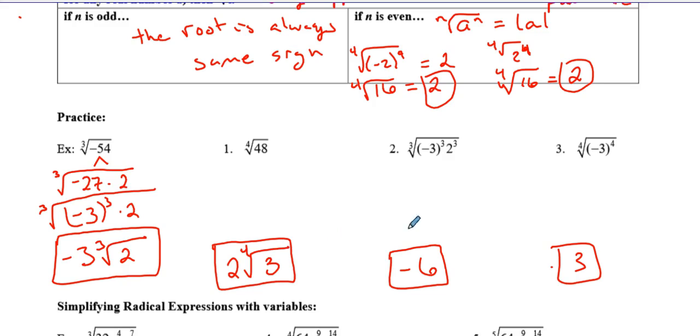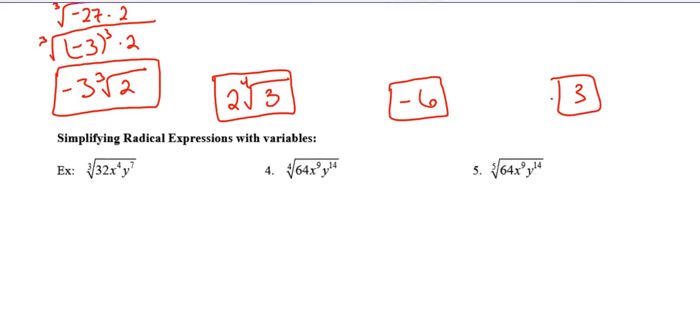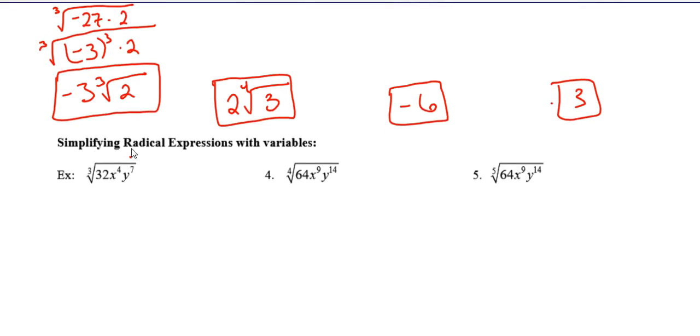Okay, so here are the solutions for number 1, number 2, and number 3. And when you come into class, we will have a worked out copy of the notes where you'll be able to check your work and see if there are any mistakes, and where the mistakes are. All right, so let's move on to simplifying radical expressions with variables.